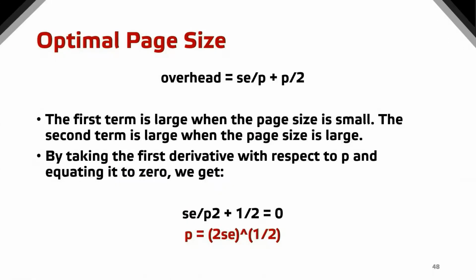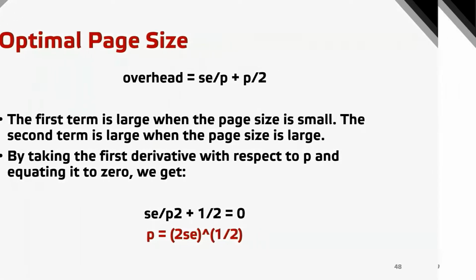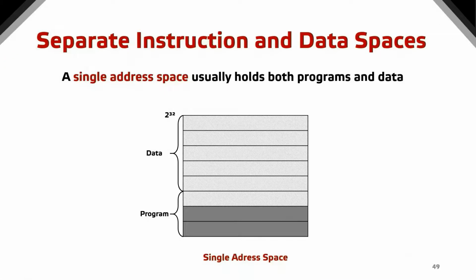We know that the function is not monotonic, so we can find its extremum. You can see the result highlighted in red. It is basically the optimal page size. Most computers have a single address space that holds both programs and data, as shown on the slide.